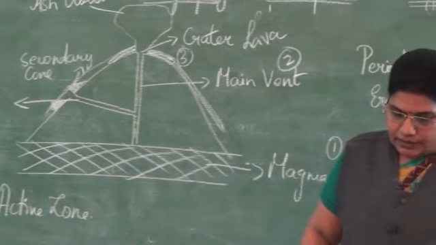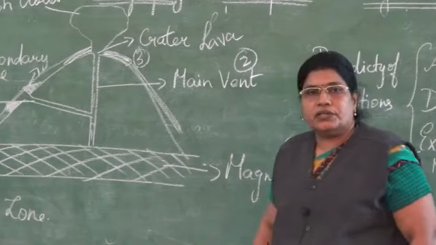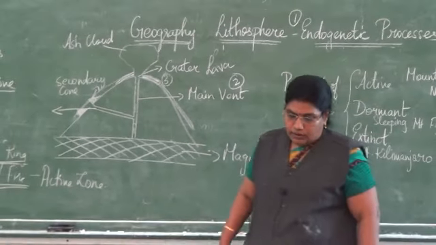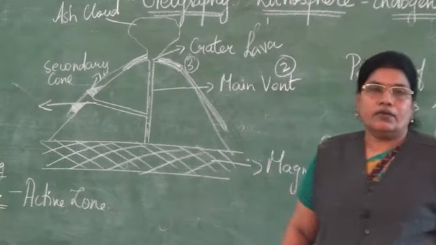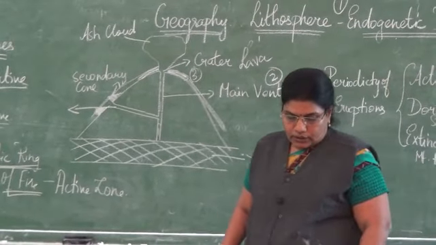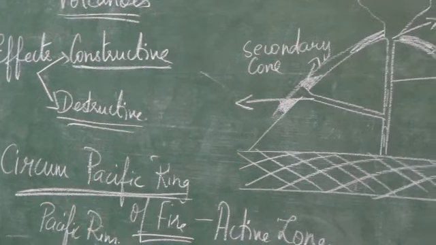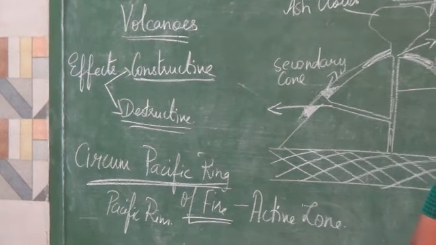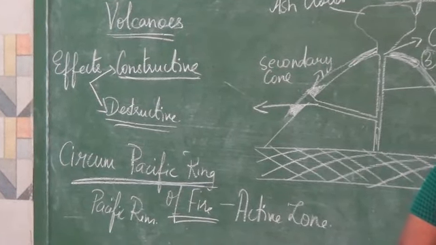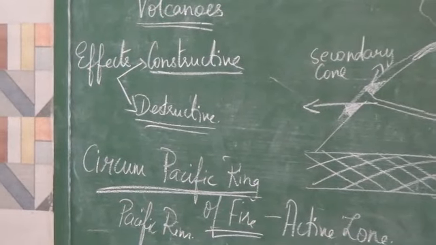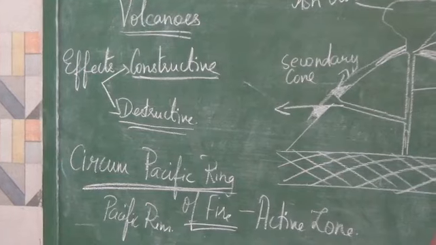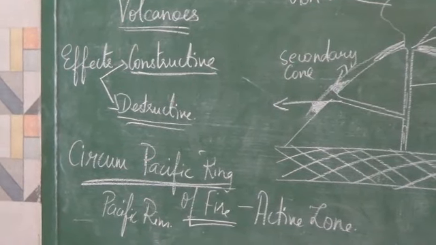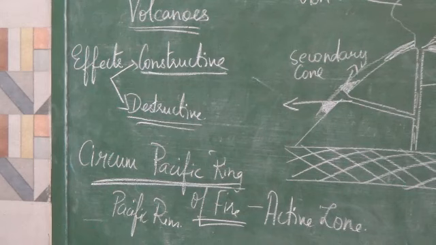What are the constructive effects? Because of the eruptions of the lava, the volcanic materials are very rich in fertility. It enriches the soil. The hot volcanic region helps in generating geothermal energy. Many dormant and active volcanoes are the most attractive tourist spots of the world. The volcanic materials are used as building materials. So these are the constructive effects of volcanoes.